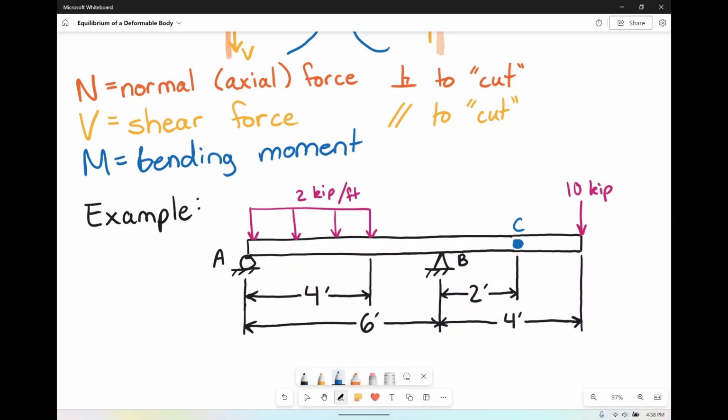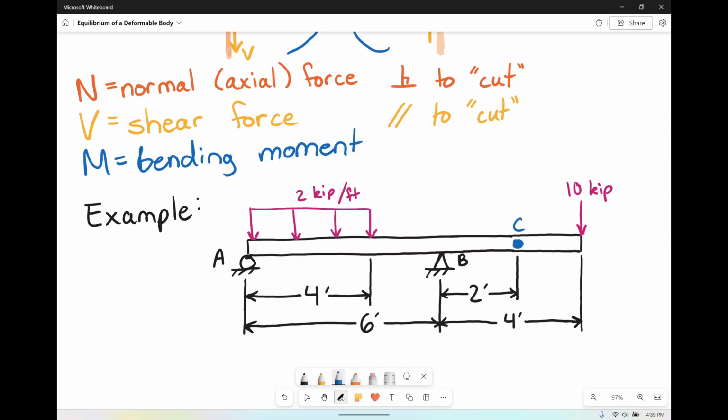And from the roller that's on the far left side, we're going to go over 4 feet. And we're going to have a uniformly distributed load across those 4 feet. And that's a 2 kip per foot uniformly distributed load. And then way over at the right side of our beam, we have a 10 kip force going down. Now, obviously, that's currently nothing special.